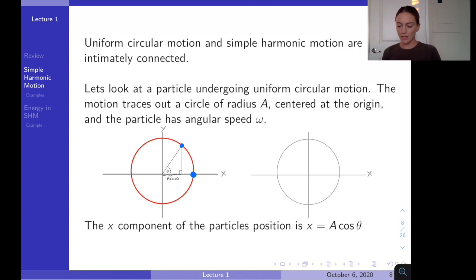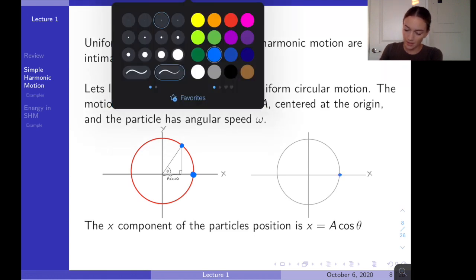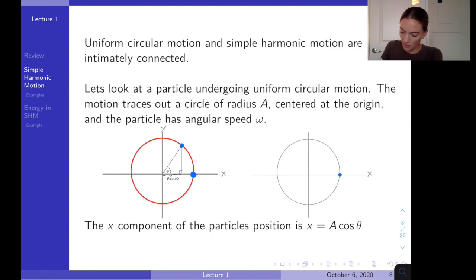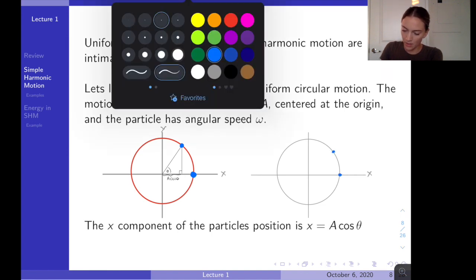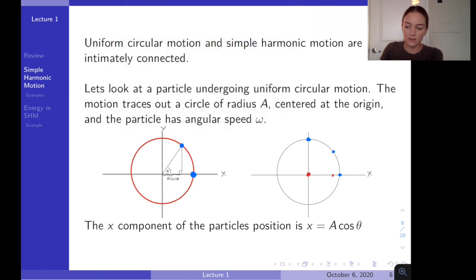All right, now to see how we can actually get simple harmonic motion out of this, let's plot only the x component of the position. So I drew again the x and y axis, but we're only going to be plotting the x component here. So this is just for clarity. So let's just plot this component here. Now, when the particle starts, right here, obviously that's its x component. Now, as it moves up here, its x component is going to be right there.